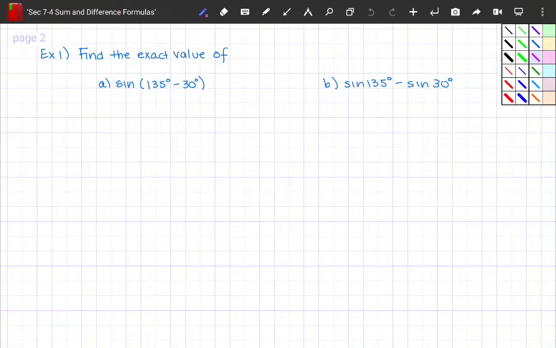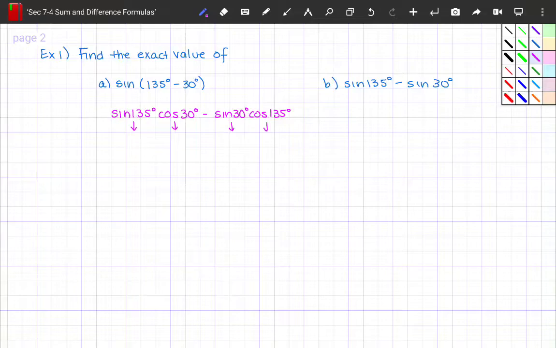So if I let u be 135 degrees and v be 30 degrees, when it's a minus sign here, we got sine of 135 degrees times cosine 30 degrees minus sine of 30 degrees cosine of 135 degrees. And then we work each individual piece.